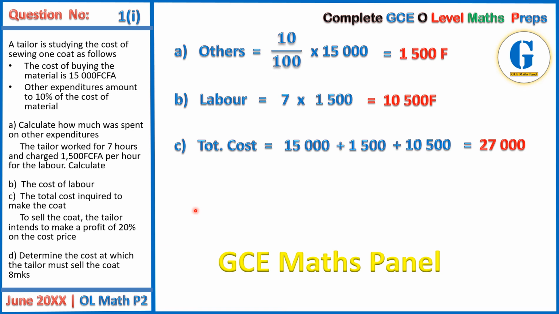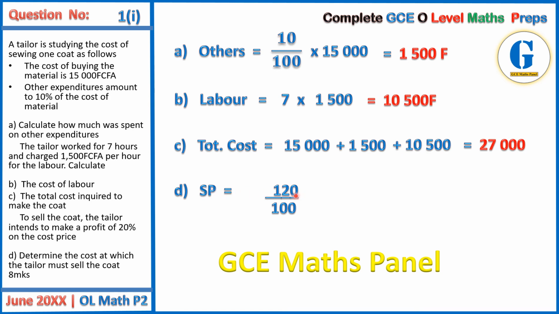If the tailor intends to make a profit of 20%, then the tailor must sell at a percentage selling price of 120%. Okay? So the percentage selling price must be 120%. Why? Because the tailor wants to make a profit of 20%. And we saw previously that a selling price can be given by percentage selling price on percentage cost price times 100%. So here, to get the selling price, you can use percentages also.